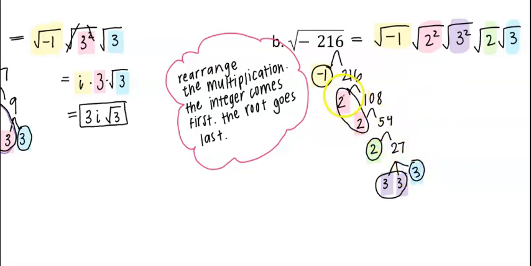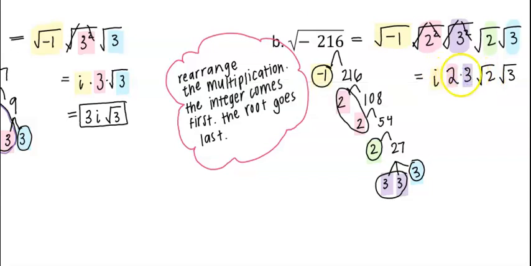I color-coded these. Anything with a pair, like this 2, gets written as 2 squared so that it can cancel out the square root. Same thing goes for this pair of 3s. You write it as 3 squared so it can cancel out the square root. Remember, the square root of -1 makes an I. So right now I have I, and then 2, and then 3, and then square root of 2, and square root of 3. Right now, as it's written, it looks like 23.